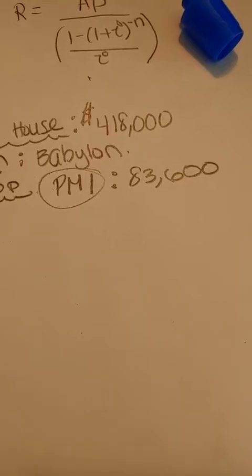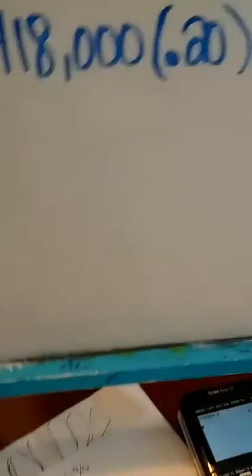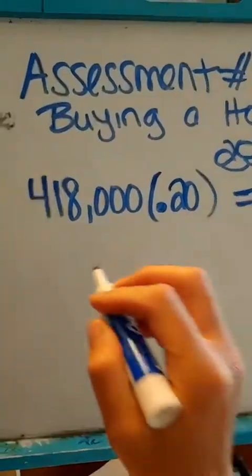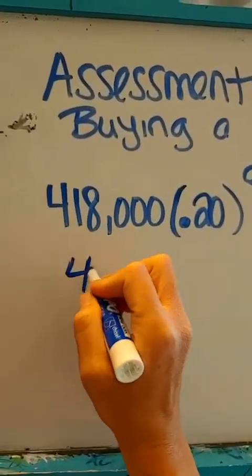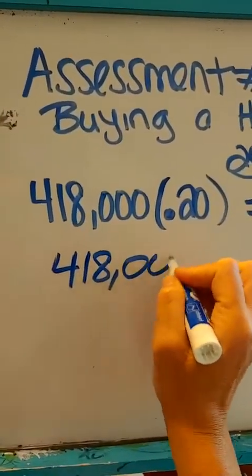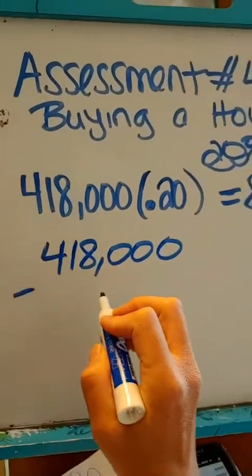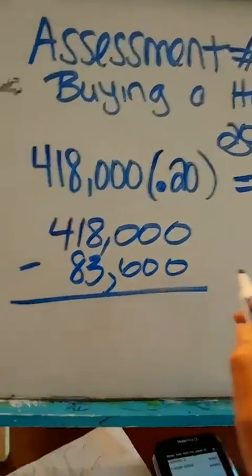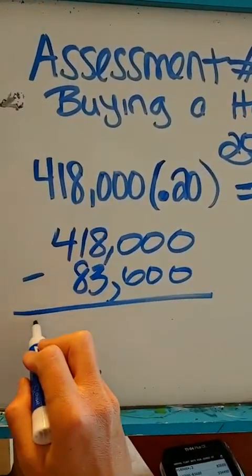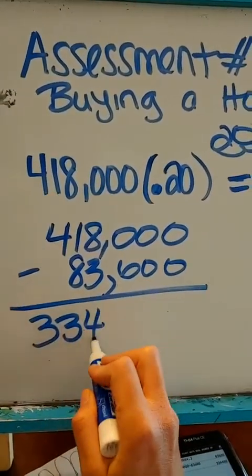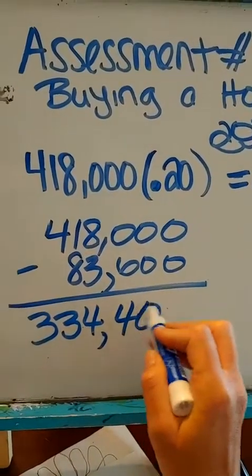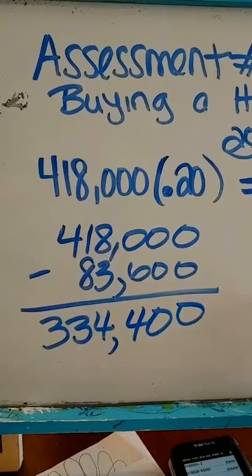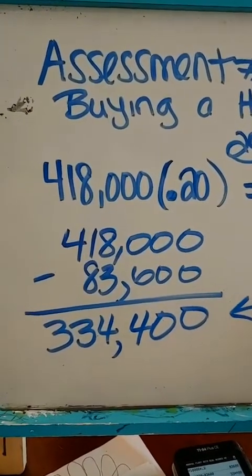Okay, so now to fill in my values, I have to subtract my two numbers. Okay, so to find the amount on my mortgage, I'm going to take $418,000. I'm going to subtract my down payment because I'm not taking a mortgage out on my down payment. And then I find out that I'm going to be mortgaging $334,400. Now, when I plug into my mortgage formula, this is going to be my A sub P.